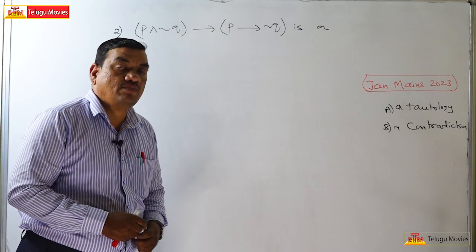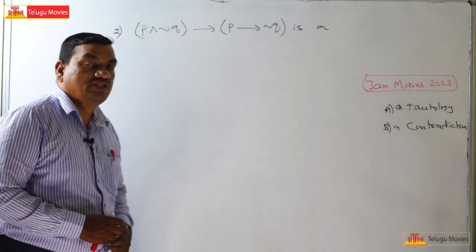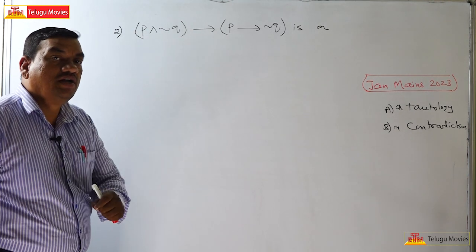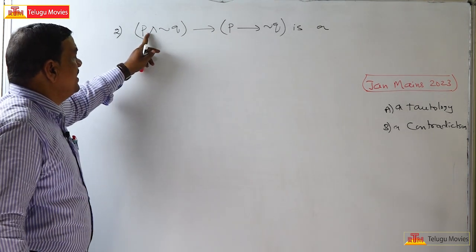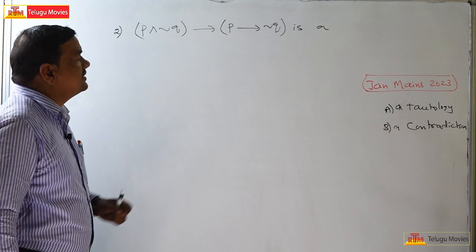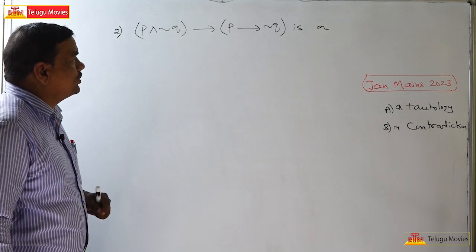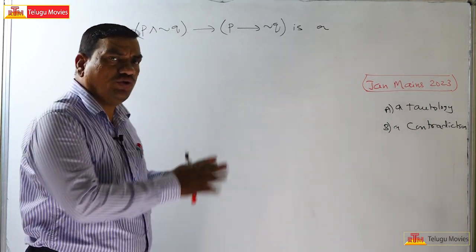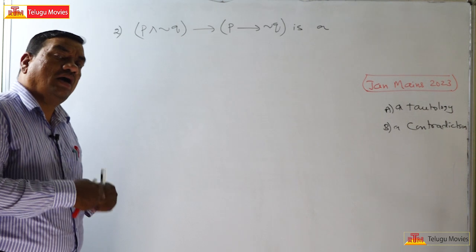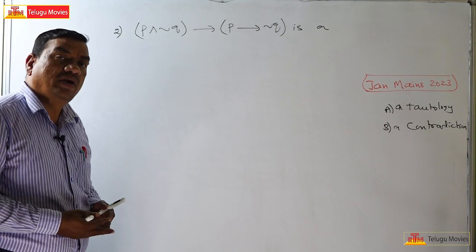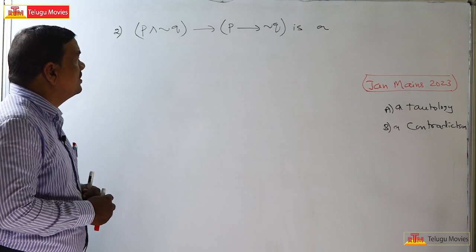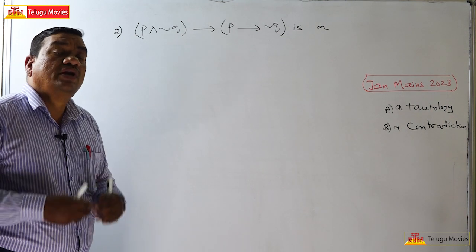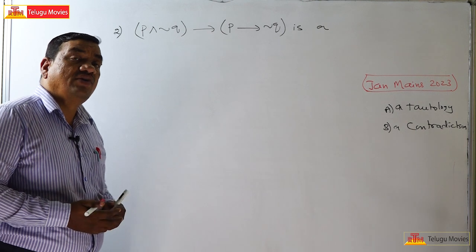Hi students, welcome to this problem. This is a problem from reasoning. Here P and Q are any two simple statements. P and negation Q implies P implies negation Q is a tautology or contradiction. You can write a truth table and check for it also, but it takes some time. So let us apply any formulas that are there.